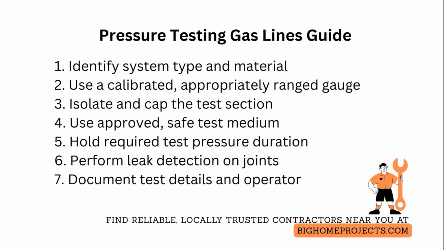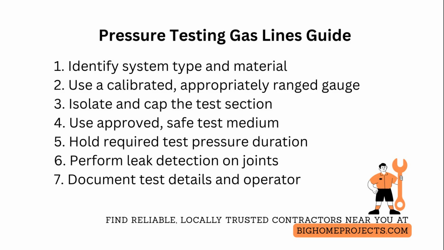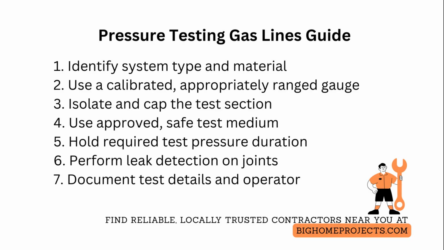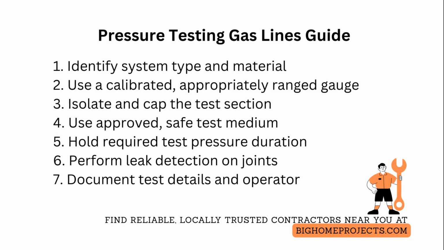For example, many metallic systems use test pressures of not less than 10 pounds per square inch gauge for leak tests, while plastic piping often requires lower, specified pressures. Always confirm the code table for the exact material. Use a calibrated gauge with a readable range at least 5 times the test pressure and an accuracy of plus or minus 1% of full scale.